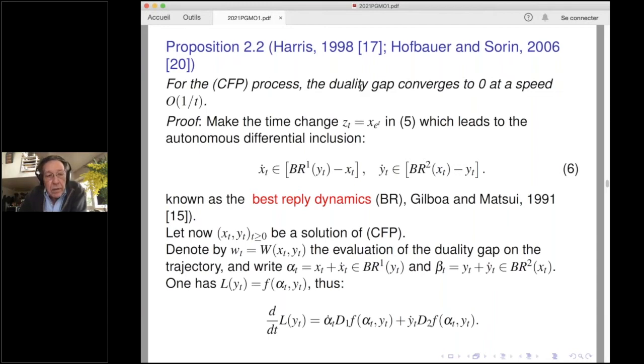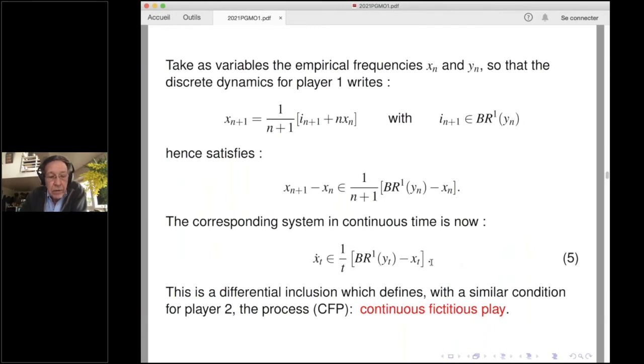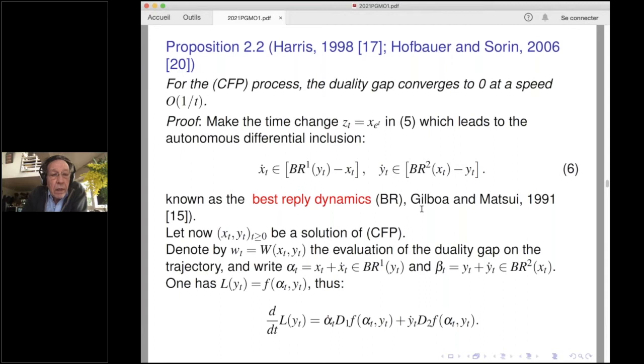Okay, so we take the time change. I go back to this continuous fictitious play process. I will drop this term by making a time change, and then I get this autonomous differential inclusion: x dot belongs to BR1 of y t minus x t, and similarly for y dot. This is called the best reply dynamics, or BR dynamics, and was introduced by Gilboa and Matsui in 91. I will basically work with this one.